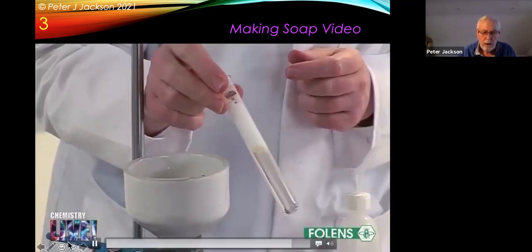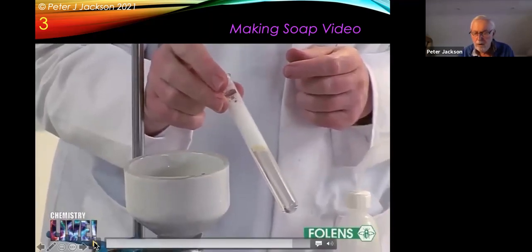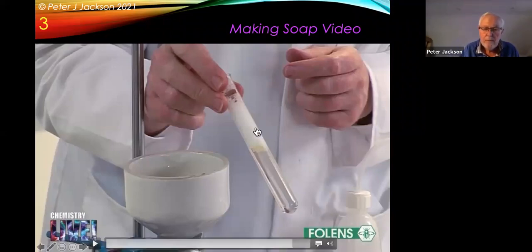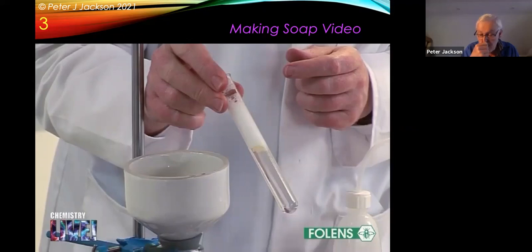Right, you can call it lather, you can call it suds, you can call it bubbles. So when you shake soap with soft water, and deionized water contains no iron, so it has to be soft, then you get either bubbles or a lather or suds. If you shake it with hard water, you get a scum of calcium or magnesium stearate.